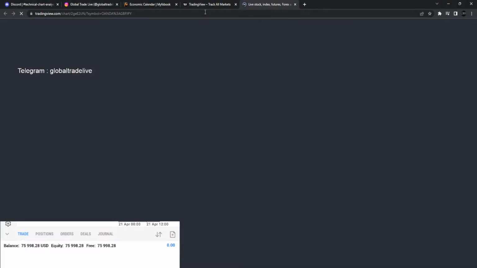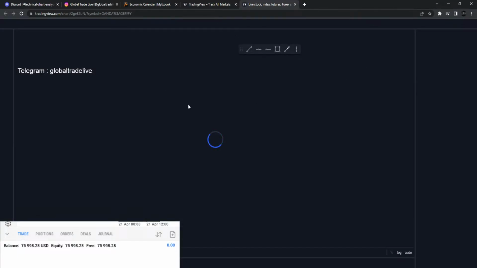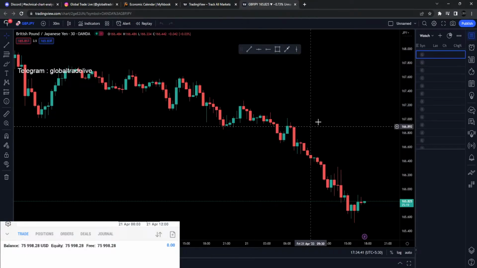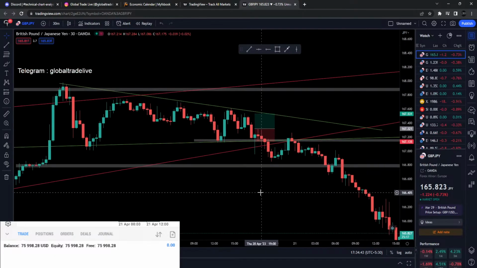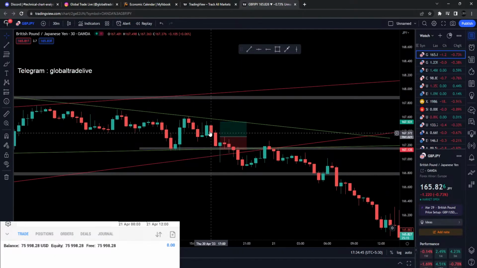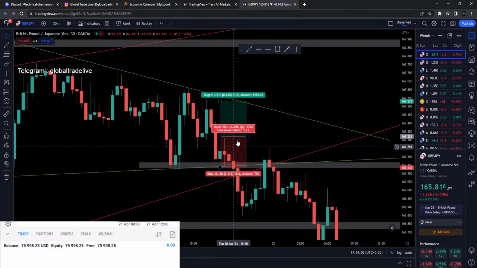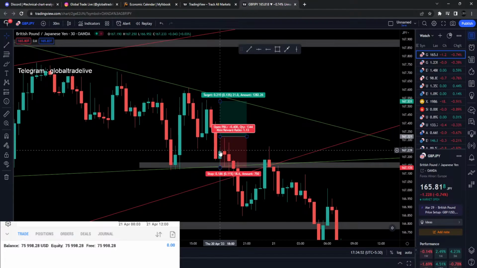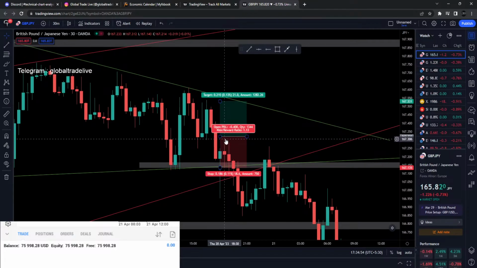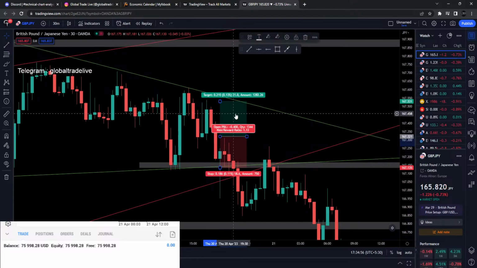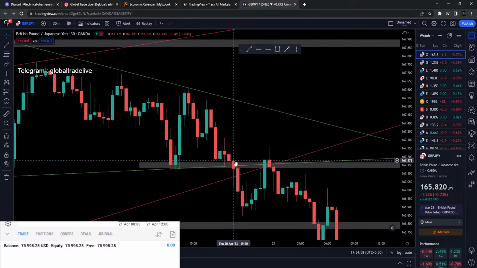So let's open the GBP JPY chart over here and have a look at what GBP JPY is actually doing. Yesterday there was no trade in GBP JPY, so this idea remained as it is. The market did go up till over here, but it didn't activate my trade idea, so nothing happened.